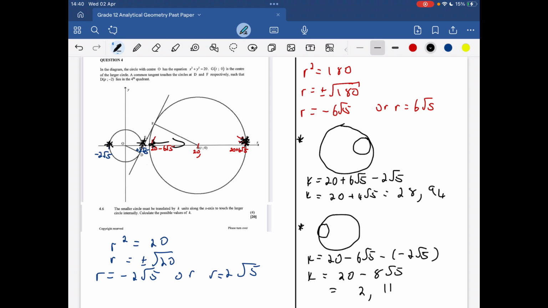20 minus 6. Oh, wait a second. I may have made a mistake. This should be not 8, but 4. Yeah, this should have been negative 6 plus 2, which is negative 4. So negative 4 root 5. Okay, and according to my calculator, 20 minus 4 root 5, that actually gives me 11,06.